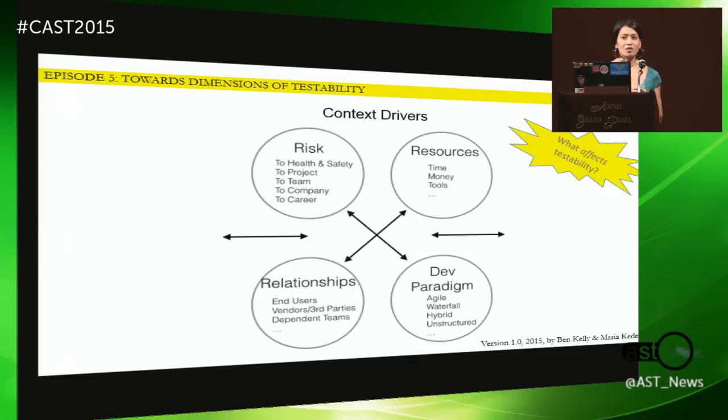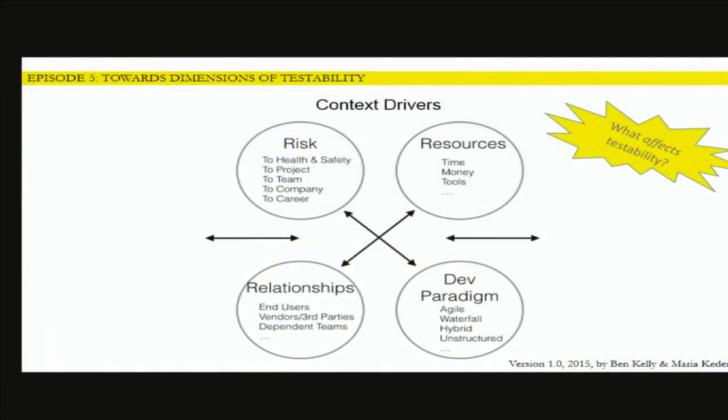And for the context drivers, we've got 4 different areas, which is the risks, resources, relationships, and development paradigm. So this model has come up from a lot of different discussions, and we also have had 2 workshops so far, where we got a lot of feedback and a lot of discussions around this model. So we've tried to enter this, and this is the first version that we have. It's work in progress, and I think actually we have achieved the main goal for this, which is to bring awareness to testability.